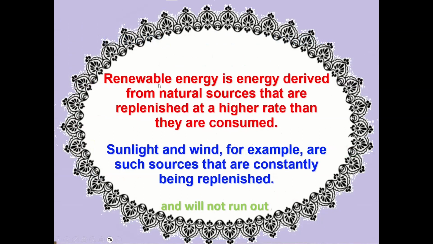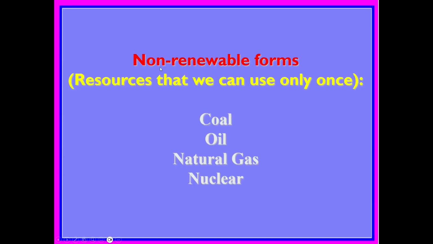Renewable energy is energy derived from natural sources that are replenished at a higher rate than they are consumed. Sunlight and wind, for example, are such sources that are constantly being replenished and will not run out. The second category is non-renewable forms. These are resources that we can use only once. Examples are coal, oil, natural gas and the nuclear source.